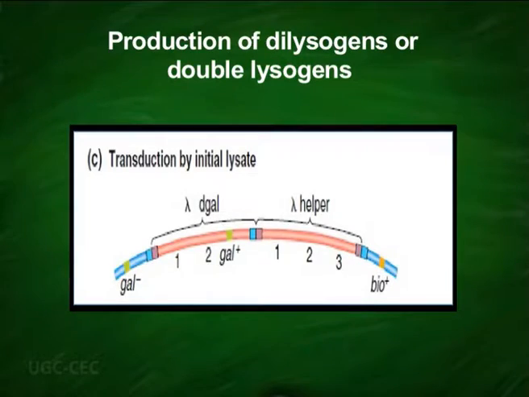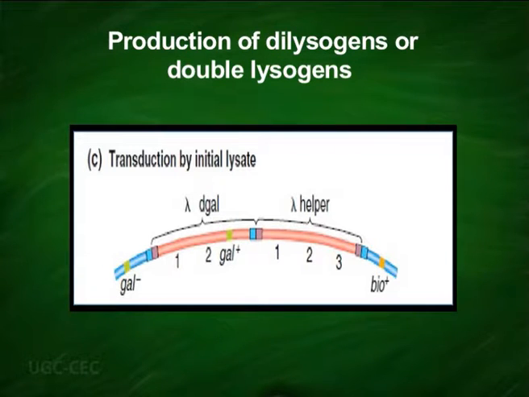Now we will see what happens when this low frequency transducing lysate attacks a gal positive bacterial cell or a gal phenotype bacterial cell. Now what is a gal? Gal stands for the gene galactose. Those bacterial cells which are containing the gal positive gene will be able to grow on a medium containing galactose. So let's see what happens.